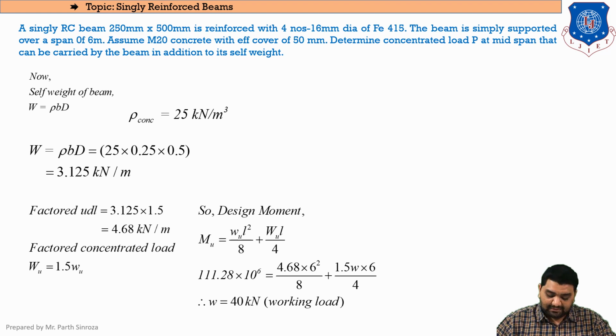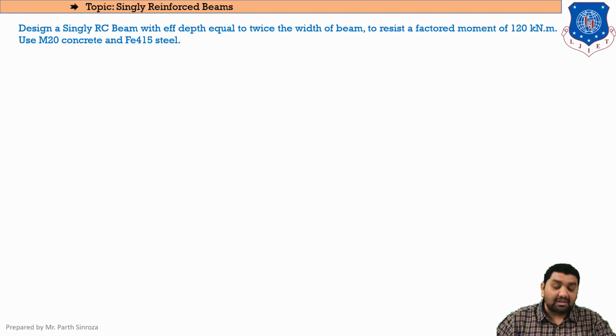Now we'll be focusing on the next problem. Here the question is a design problem. So the question here is: design a singly reinforced beam with effective depth equal to twice the width of the beam. That means small d equal to 2b, a relation has been mentioned. Clear? That means small d will be equal to 2 into b, to resist a factored moment of 120 kilonewton meter. Again, keep in mind the word factored is mentioned, so there is no need to multiply the given moment by 1.5. Clear? Use M20 concrete and Fe415 steel.